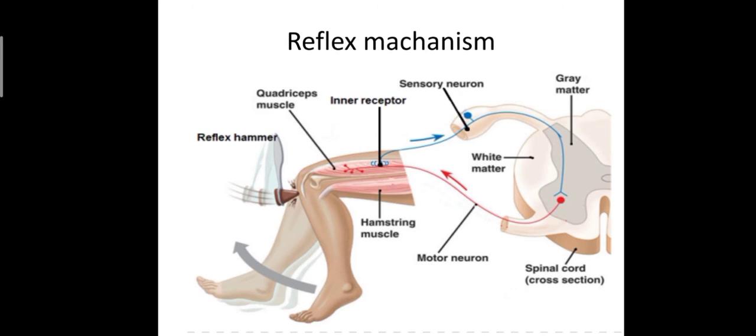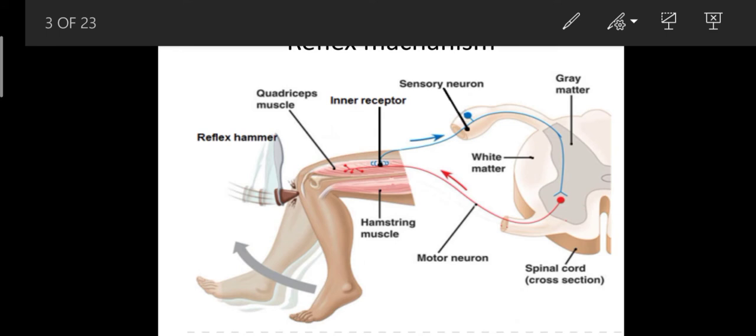Different reflex examination. This slide shows different reflex examination: reflex mechanism, reflex hammer, quadriceps muscles, inner receptors, motor neuron and gray matter. This mechanism passes through the sensory neuron to gray matter, and the reflex action or result is sent by the motor neuron.